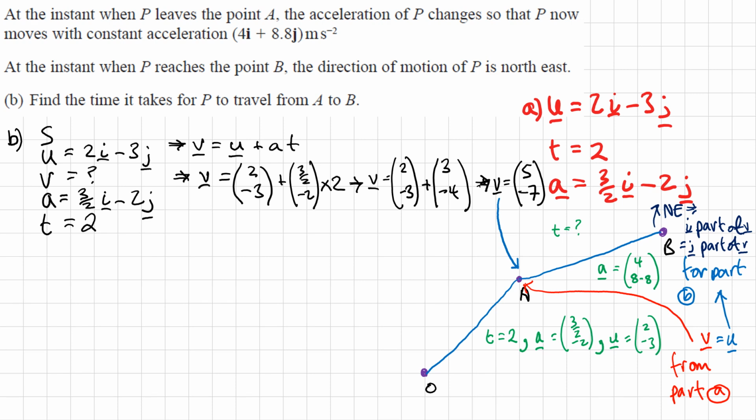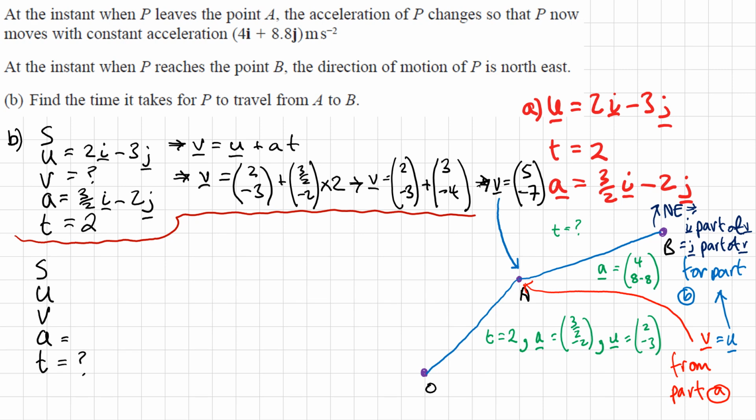So now I'm going to do a second SUVAT, and this is for A to B. I need to do a second SUVAT because the acceleration has changed. It's something different to what it was before. So t is what I need to find. The acceleration now is 4i plus 8.8j. The initial velocity from A to B is the final velocity I worked out from O to A, which is 5, minus 7. So I'll write u as 5i minus 7j. And I know that v is what I need to find.